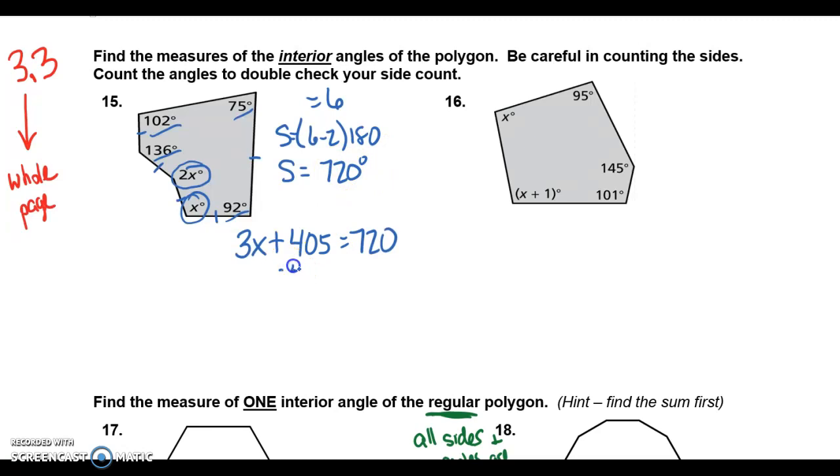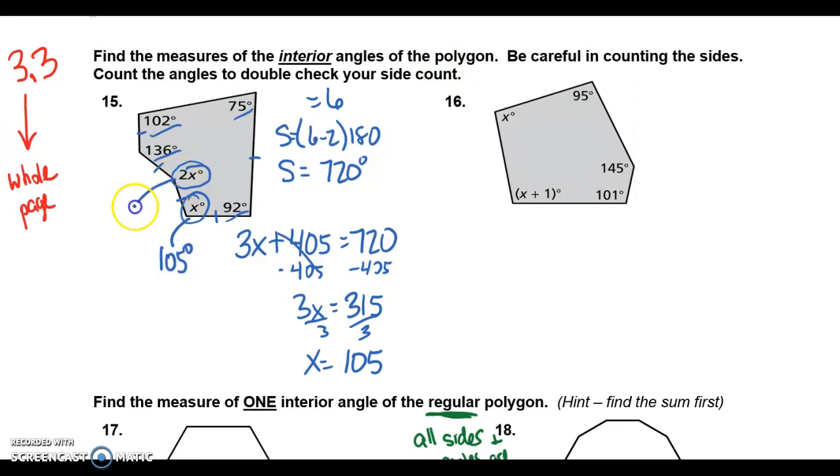Solve it. Subtract 405 from both sides. Cancel. You get 3x equals 315. Divide by 3, divide by 3. X equals 105. So did this say find x? It said find the measures of the interior angles. So this x is 105, but this one is 2 times 105, which is 210.